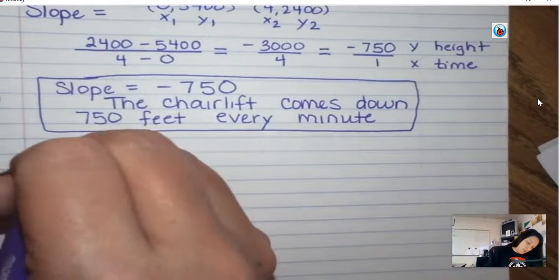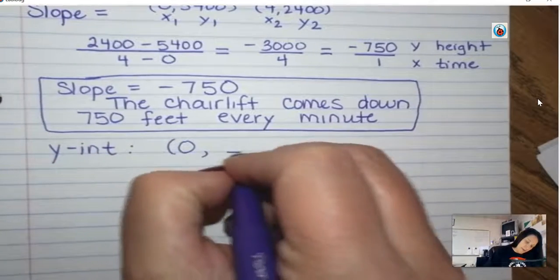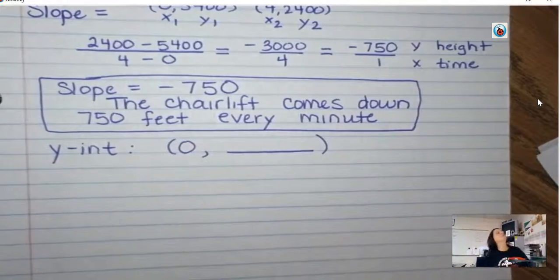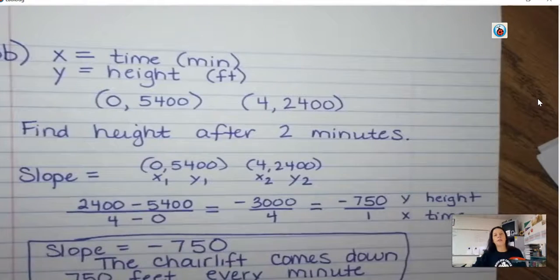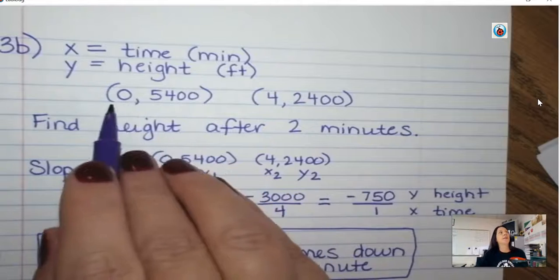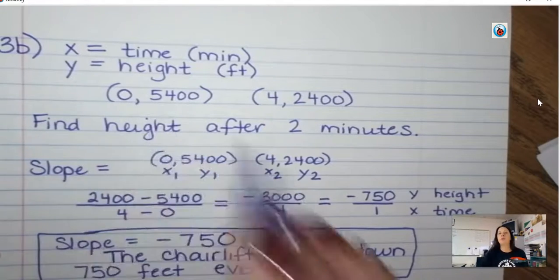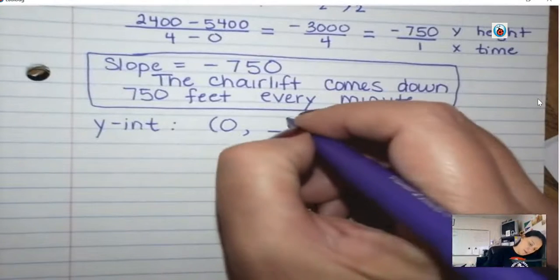Okay, next we're going to do the y-intercept. That's always (0, something). If you look at the points that they gave us, they actually gave us the y-intercept right here. (0, something). So always just double check. Sometimes it's already in there. So the y-intercept is (0, 5,400).